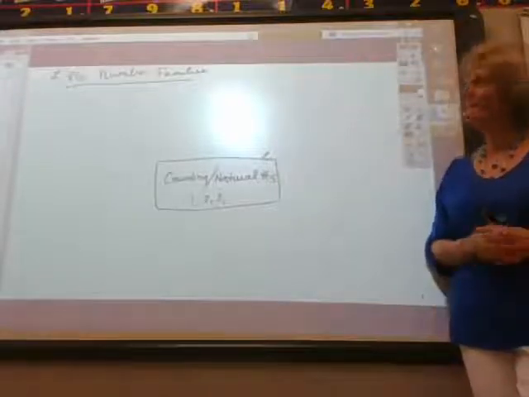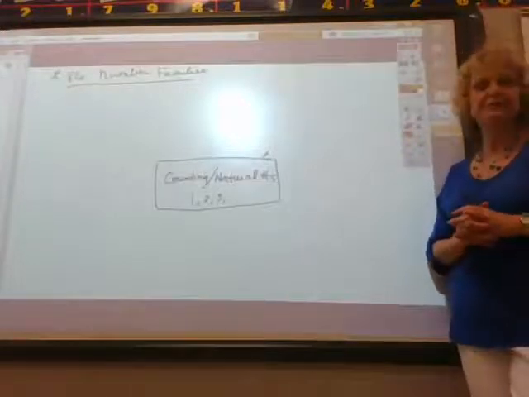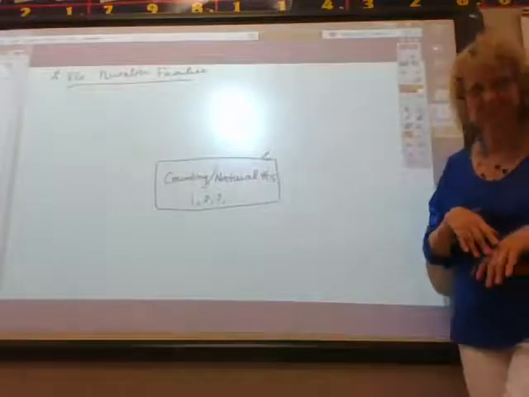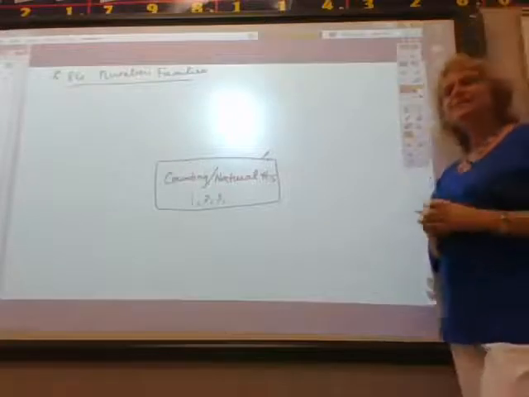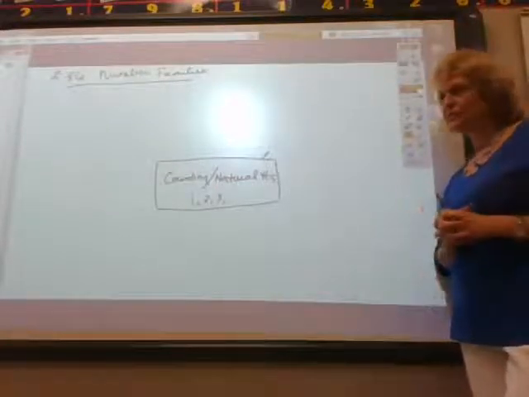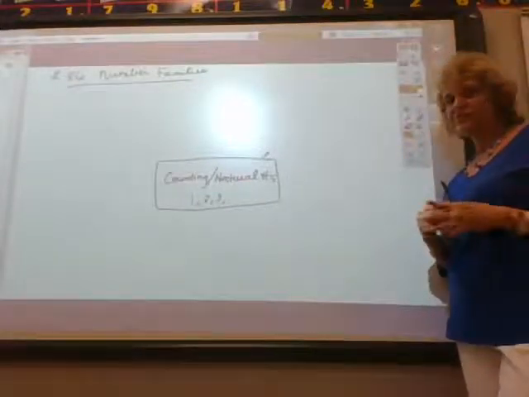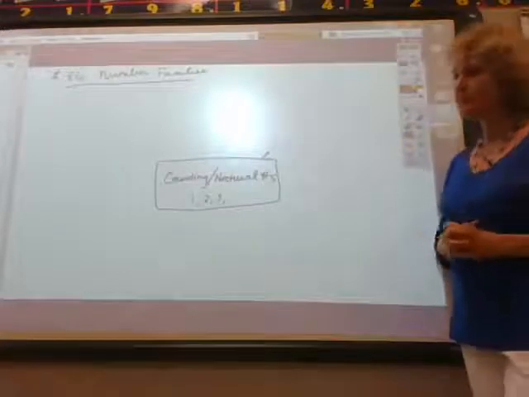Friends, we're going to talk about lesson 86 today, number families. Sometimes I get these confused. All right, number families. I think we addressed some of this in our last textbook toward the end, but I definitely want you all to be able to differentiate between the different sets of numbers.